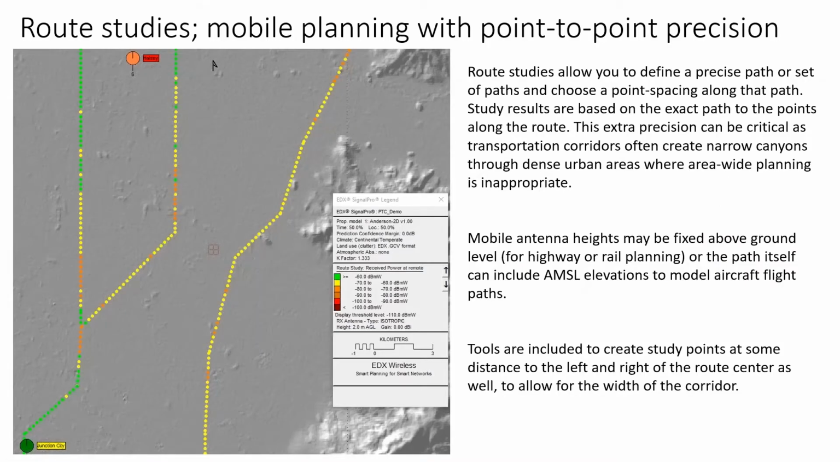And finally, route studies. These are very often overlooked or lumped in with area-wide studies. The project we're looking at here is our positive train control demo. And very often, transportation corridors offer some unique challenges for RF planning. On the one hand, a transportation corridor through an urban area is just like any other urban planning, in that you do have mobility and you'll get different fading as you move along your route.